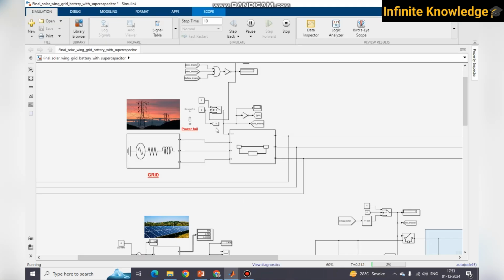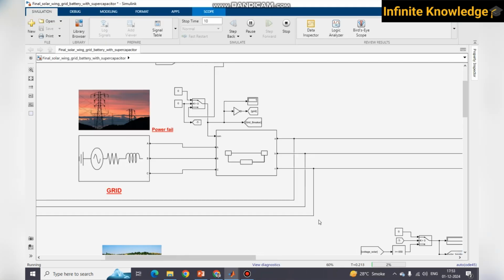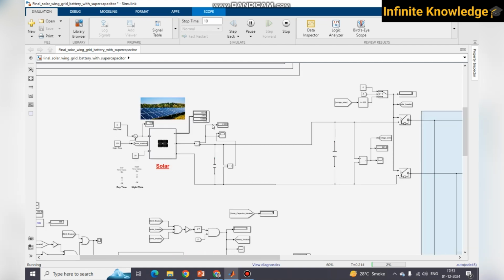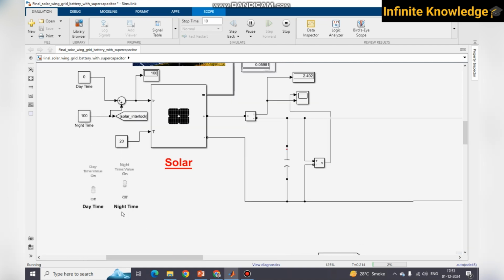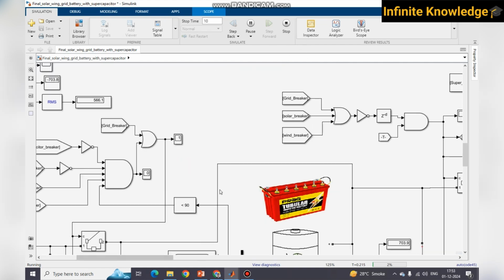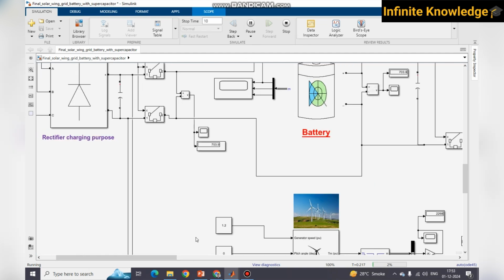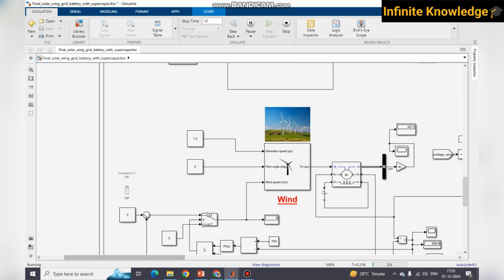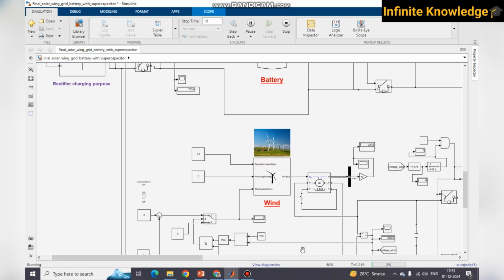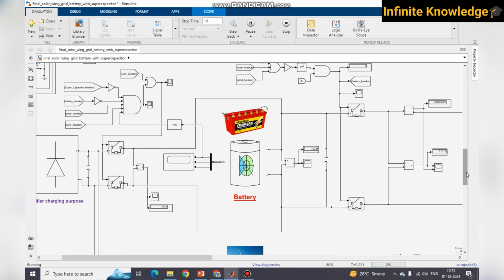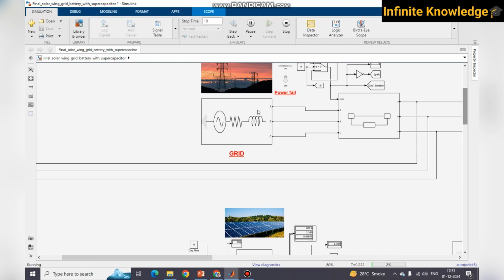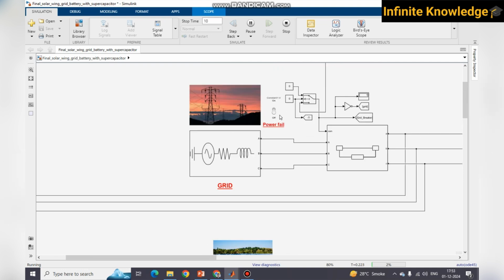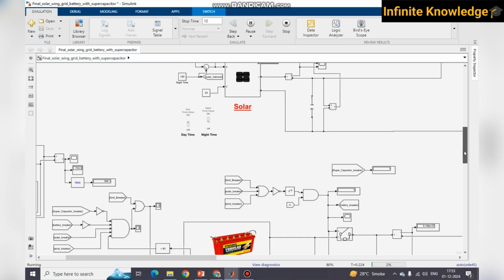Okay, so yes, obviously this is the one. The grid is available. There is no wind and no solar, since it is night time. I can switch off these two switches. So no wind, only the grid is there, and right now I am failing the grid power with this power fail switch. As I switch it on, the breaker is off, so my grid power fails.